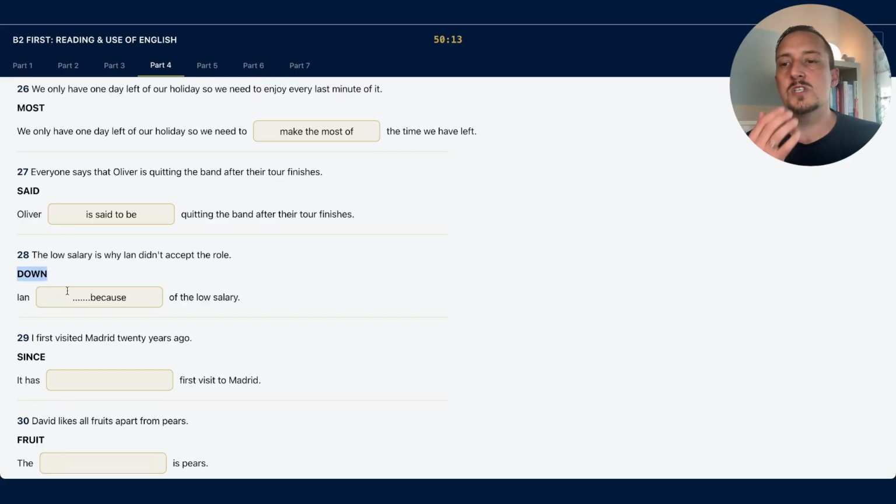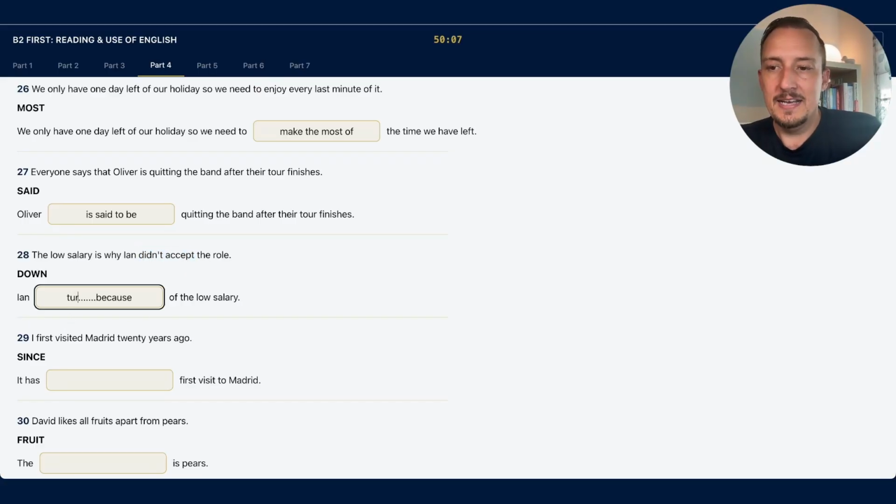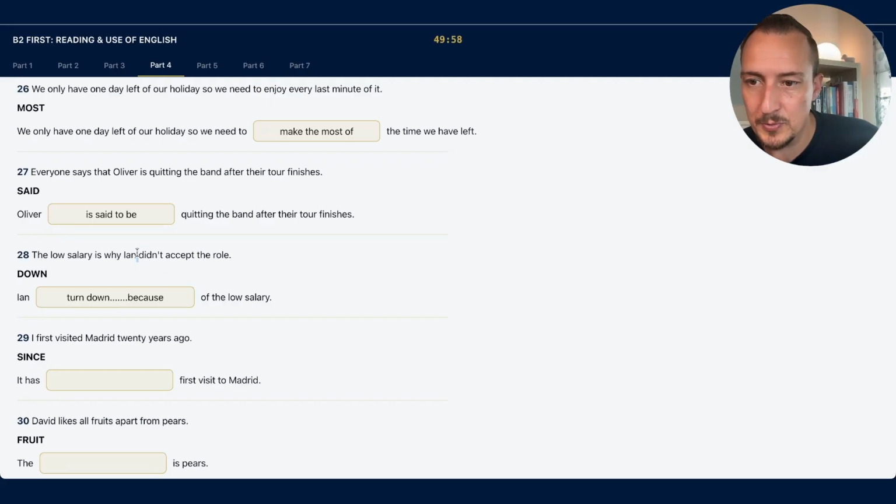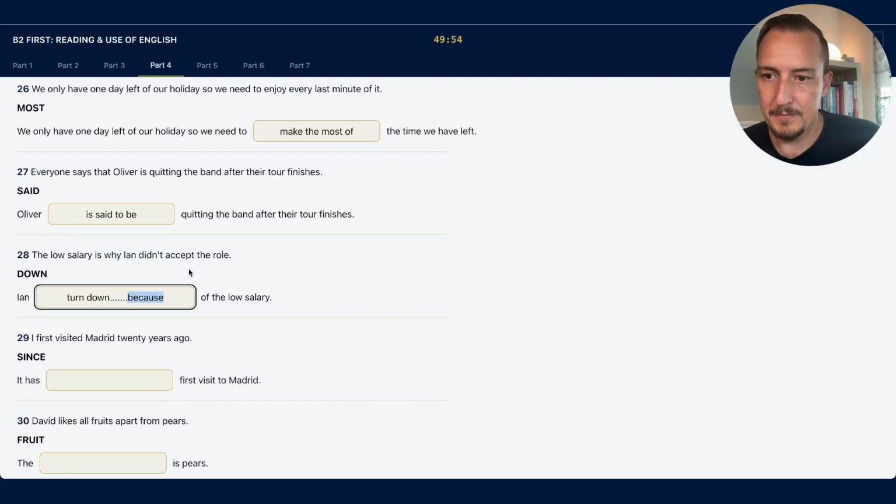Now down also suggests a phrasal verb. So we need a phrasal verb that means the same as didn't accept. In this case, I'm going to go for turn down. Now we need to turn down something. So we've got that. So we've got didn't accept, turn down, is why, we've got because. So what did they turn down? The role. So turn down the role.